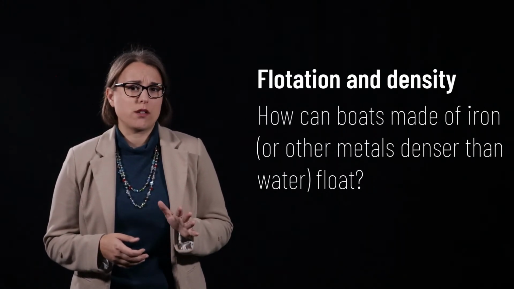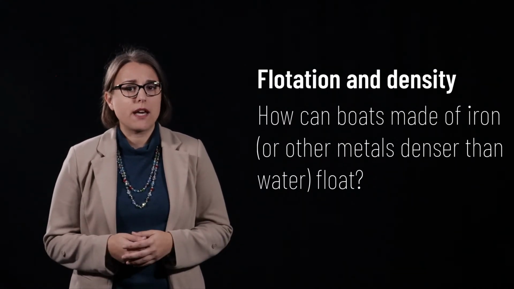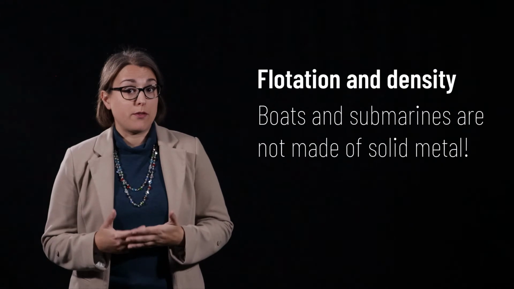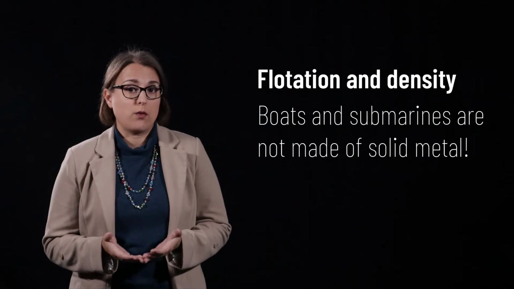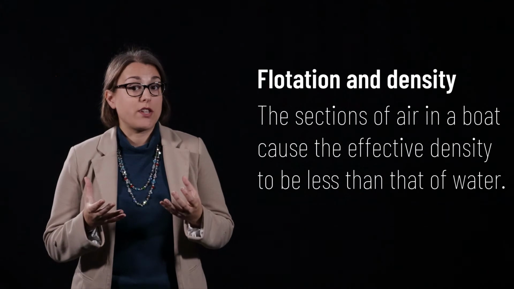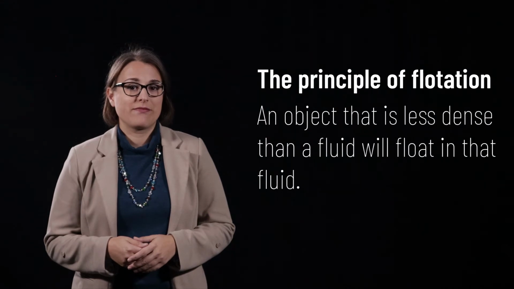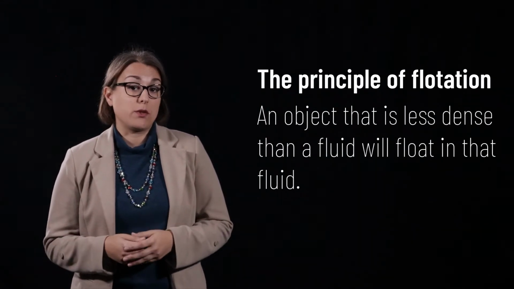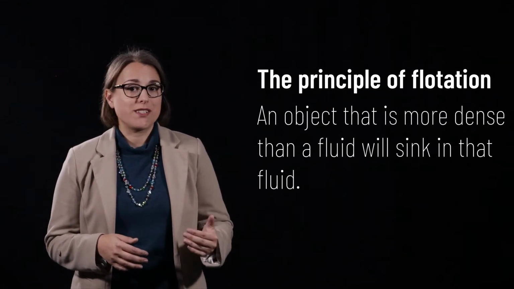If iron sinks in water, how is it that boats and submarines can be made out of iron and other dense metals? If you think about the shape of a boat in a simplistic manner, it is carved out so that it's able to displace its own weight in water. Effectively, the boat has sections of air that cause the overall density to be less than that of the fluid it's floating on. An object that is less dense than a fluid will float in that fluid. An object that is more dense than a fluid will sink in that fluid. You will explore the principle of flotation in the lab on Archimedes' principle.